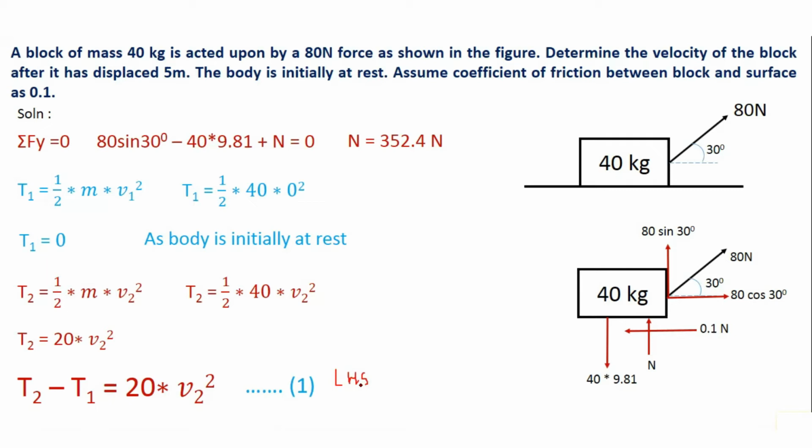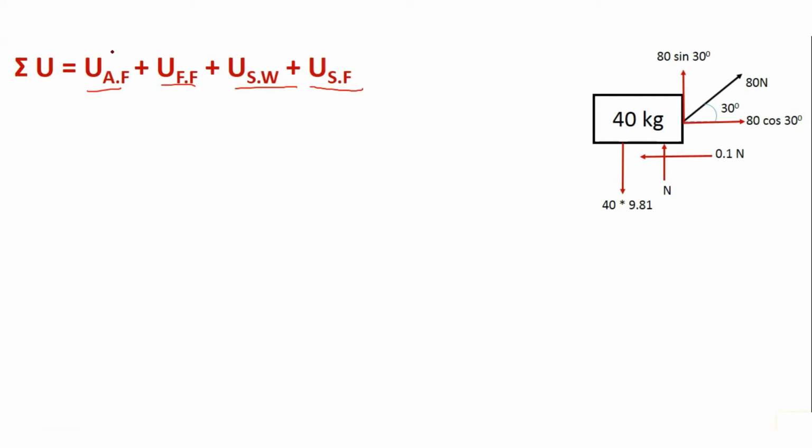For the right hand side, we need the summation of all the work done by the body. For work done we have work done due to applied force, work done due to frictional force, work done due to self weight, and work done due to spring force. Let us start one by one. Work done due to applied force. So we will consider that.